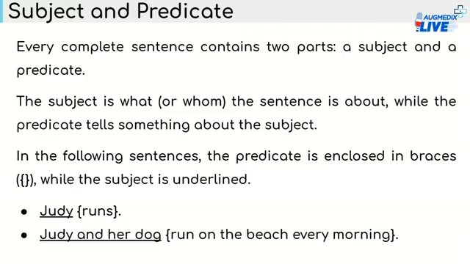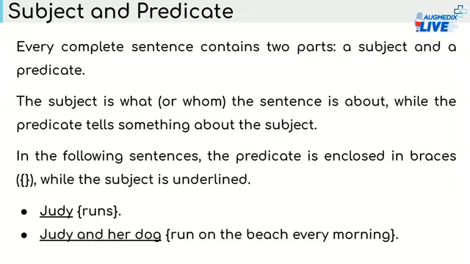And in the following sentence, we have a compound subject, right? Because we've got two things connected by the coordinating conjunction and. So what we have here, Judy and her dog. Judy and her dog run on the beach every morning. Here, Judy and her dog, this part is the subject of the sentence, right? A compound subject, because we have two things connected by and, a person and a pet, or a person and the person's pet, right?